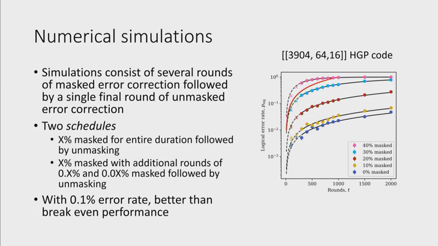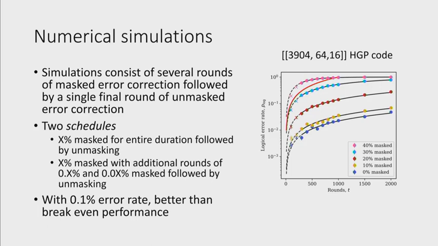So we wanted to see if we could perhaps get better than this 2-3% threshold. And so what we did was numerical simulations, which consisted of several rounds of masked error correction followed by a single round of unmasked error correction. And I introduced these two schedules, which is a way of specifying which syndrome bits are masked and which ones aren't.